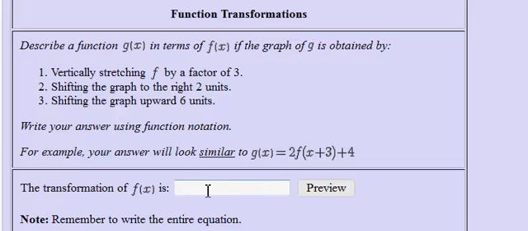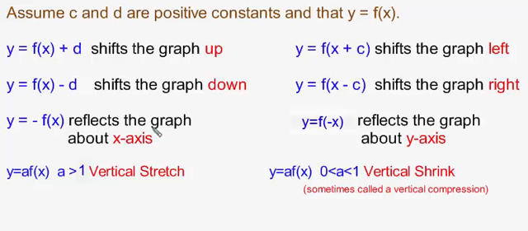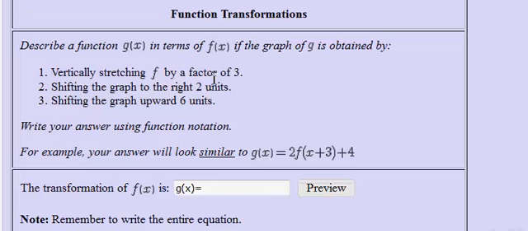I'll start by writing g of x equals. To stretch the graph by a factor of 3, let me look at a summary of transformations. To obtain a vertical stretch, we need to multiply by a constant on the outside of the function, or the output variable if you will, and the constant needs to be greater than 1. The fact that we're going to stretch it by a factor of 3 means that my a value will be 3. Whatever the function f of x is defined as, its graph will now be vertically stretched by a factor of 3, having put the 3 there.